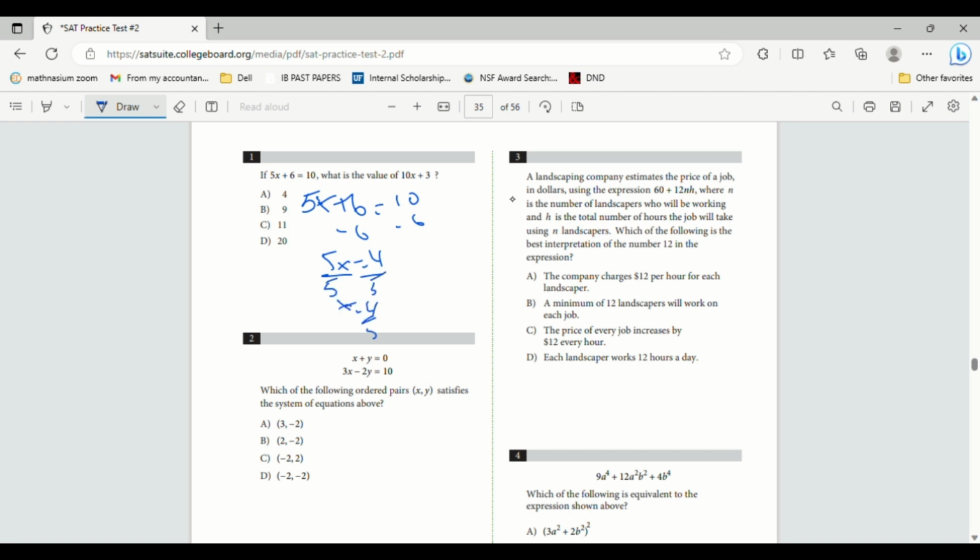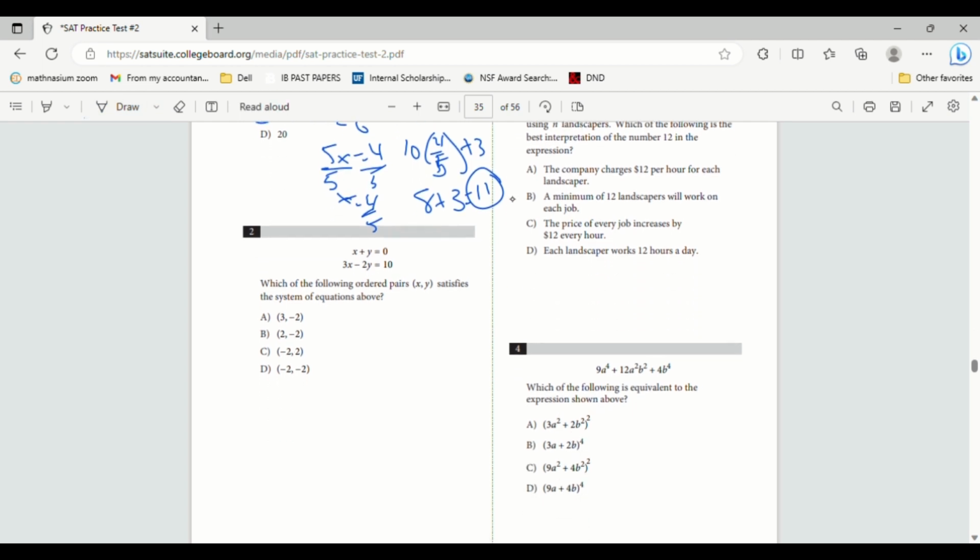And then we need to find the value of 10x plus 3. So we're going to plug in our 4/5, so 10 times 4/5 plus 3. So 10 times 4 is 40, divided by 5 is 8, plus 3 equals 11. So number 1 is C.